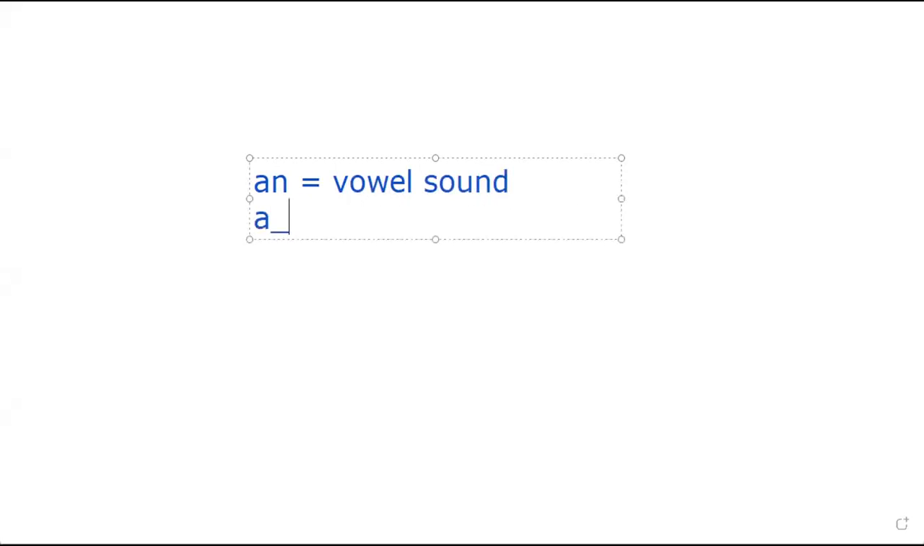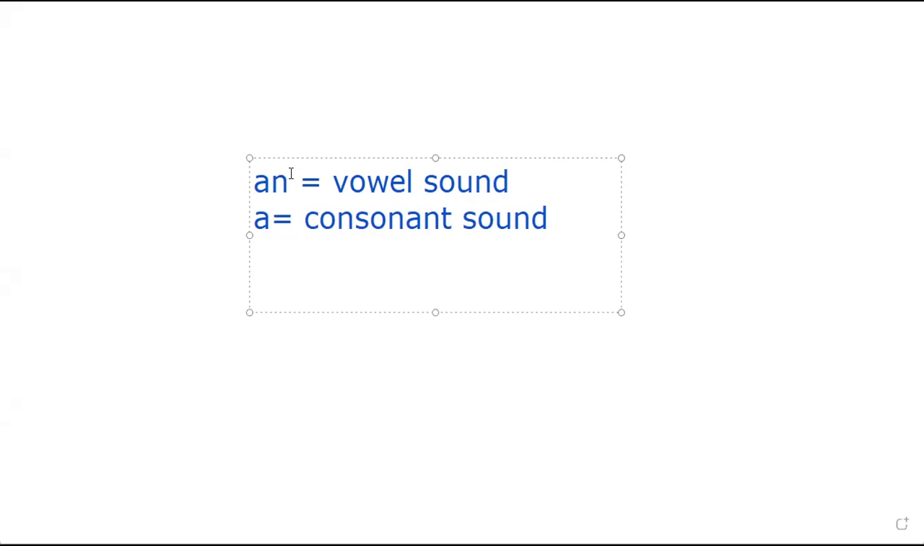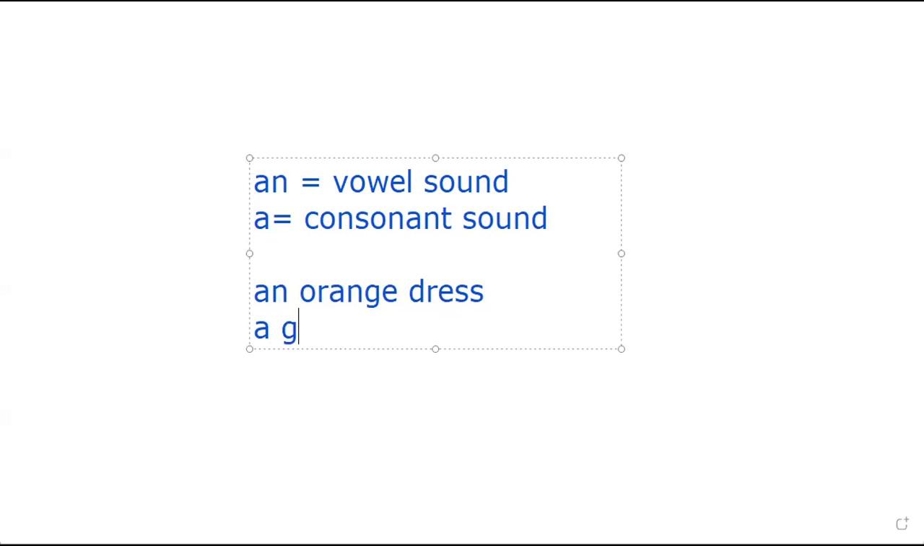Y utilizamos a cuando la siguiente palabra después del artículo comienza con una consonant sound. Por ejemplo, si yo quiero decir un vestido anaranjado, sería an, porque la siguiente palabra comienza con la vocal O, orange. An orange dress. Si quiero decir una camiseta verde, ¿verdad? Porque comienza con green. Green. It with G sound. So green. A green t-shirt. ¿De acuerdo? Is it clear now?